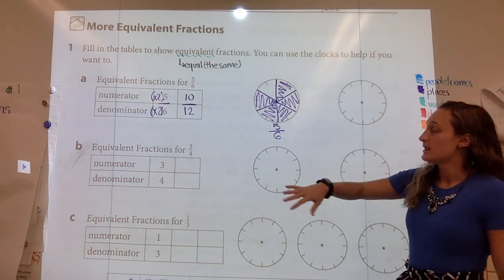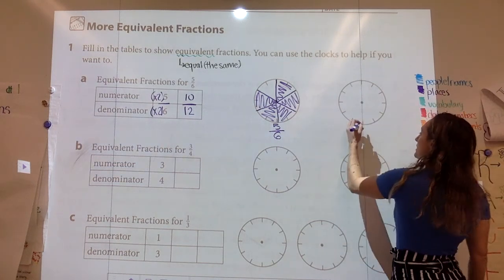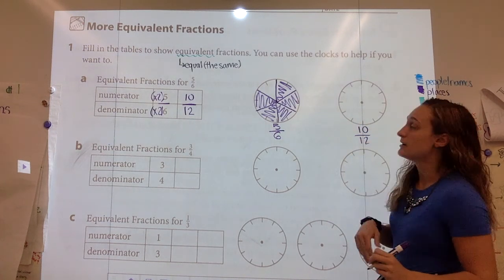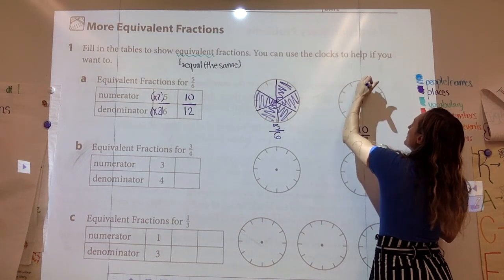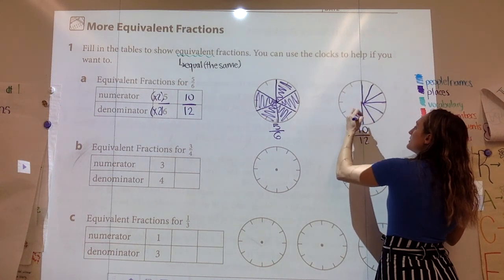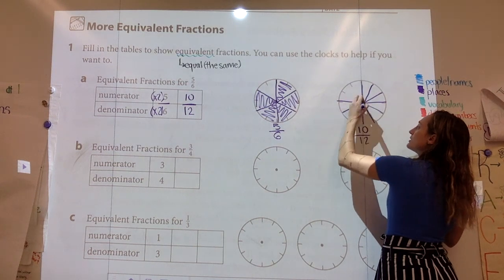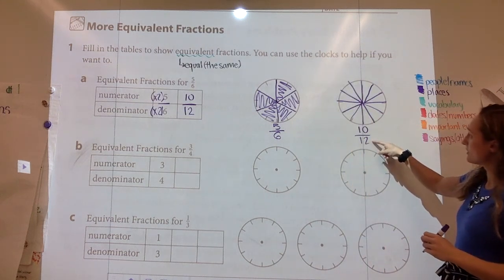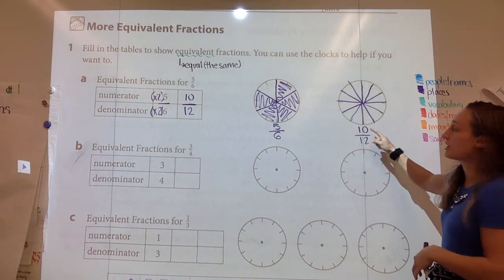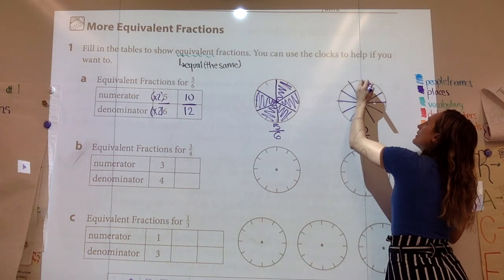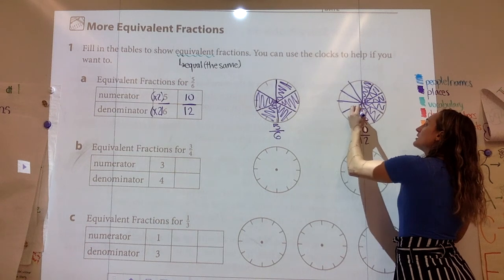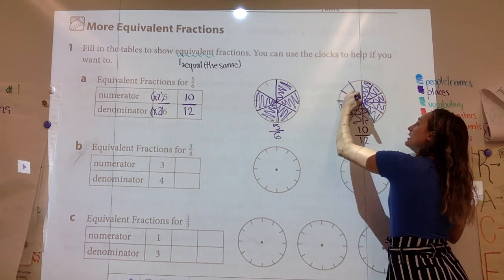Right? And to show you that 5/6 is equivalent to 10/12, I am actually going to draw my 10/12 over here. Now I know there's 12 sets of 5 minutes in a clock, so every single time you see these dashed lines, you're going to draw a line. So my denominator is telling me to split this into 12 pieces, and my numerator is telling me how many of those pieces to color in. So I'm going to color in 10 of them. 1, 2, 3, 4, 5, 6, 7, 8, 9, and 10.